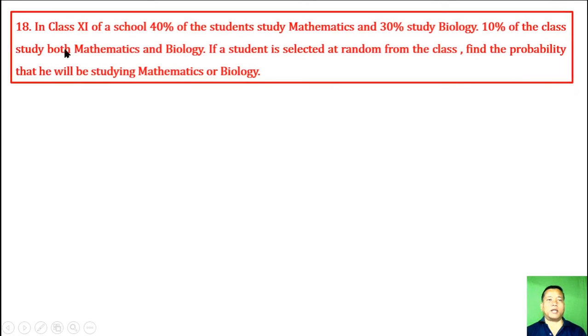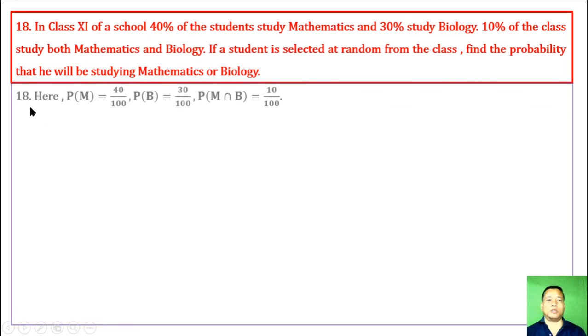Number 18. In class 11 of a school, 40% of the students study mathematics and 30% study biology. 10% of the class study both mathematics and biology. If a student is selected at random from the class, find the probability that he will be studying mathematics or biology.